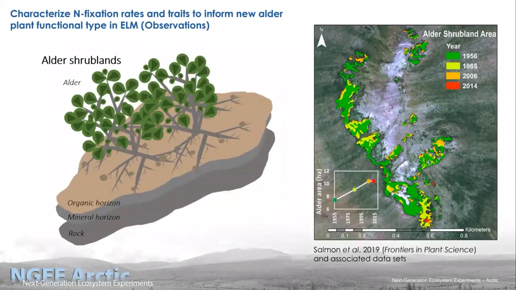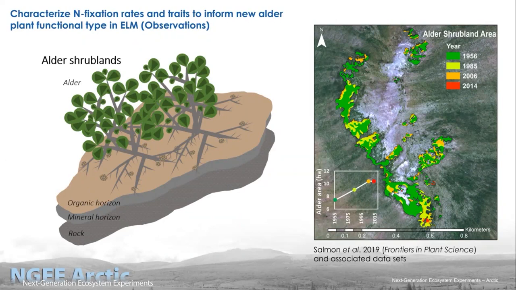One of the really interesting community types that we're exploring is the alder shrub community. And it's interesting for a number of reasons. One is that alder is a nitrogen fixing species. And so we're looking in depth at the nodulation of the alder root systems and trying to understand where and when and how that nitrogen fixation is happening across the landscape.